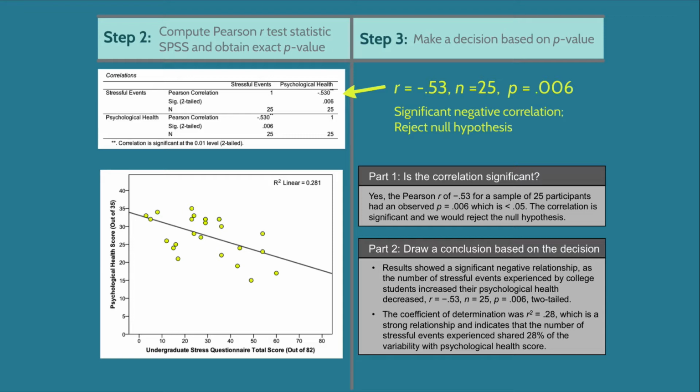We would also want to report a measure of effect size to show the strength of that relationship. So we could continue by reporting that the coefficient of determination, r squared, equaled 0.28, which is a strong relationship and indicates that the number of stressful events experienced shared 28% of the variability with psychological health score.